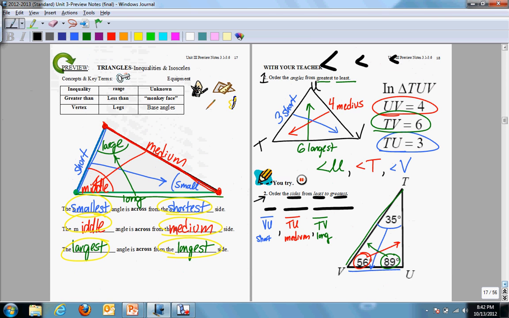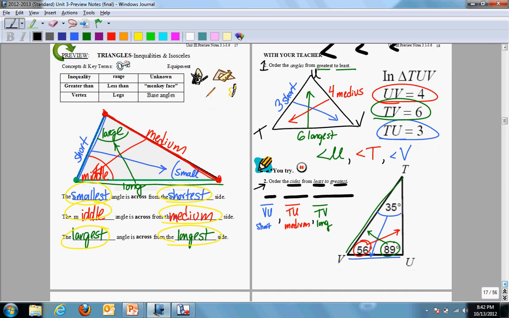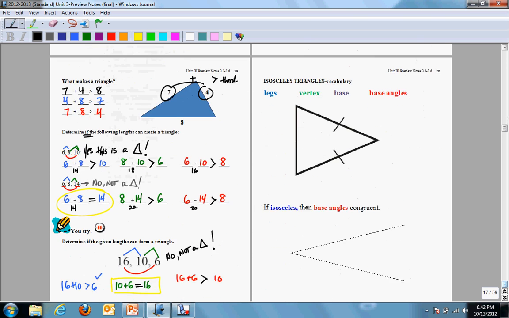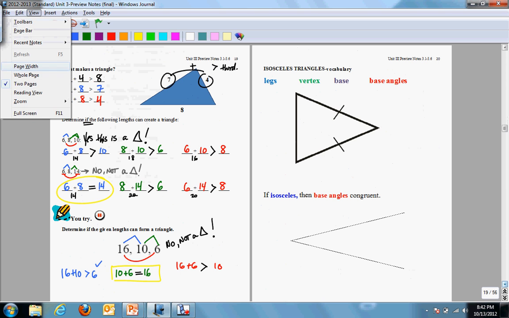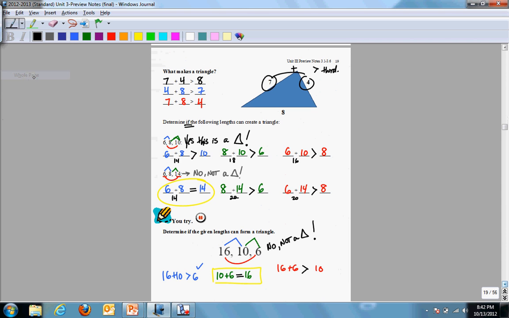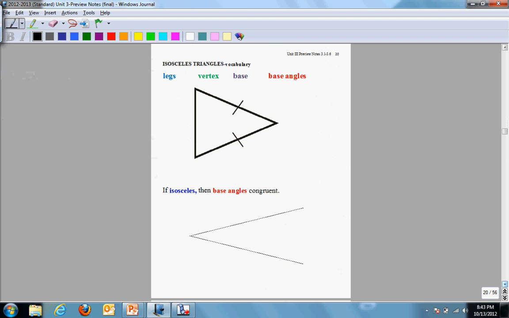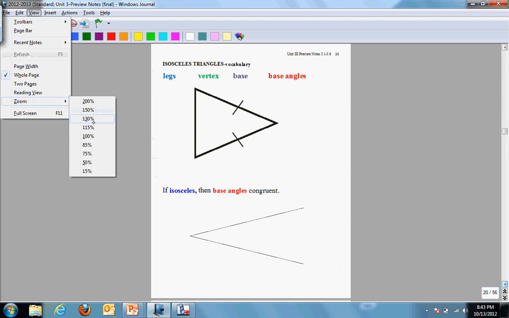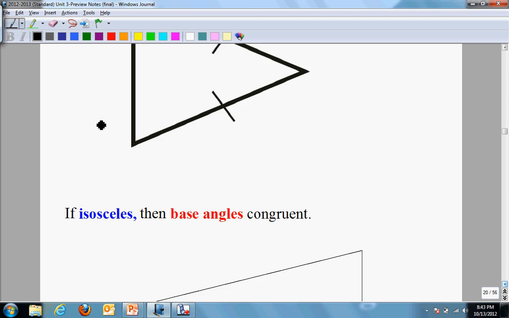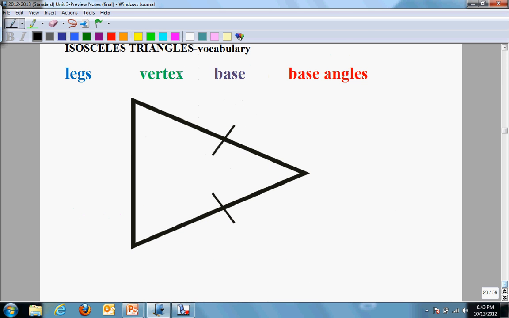So over here we learned that the smallest angle is across from the shortest side, the middle angle is across from the medium side, and the largest angle is across from the longest side. Now we're going to contemplate, well, what happens when the sides are equal? We have an isosceles triangle. There's some simple vocabulary we need to talk about before we move on here. A couple of these words you already know.